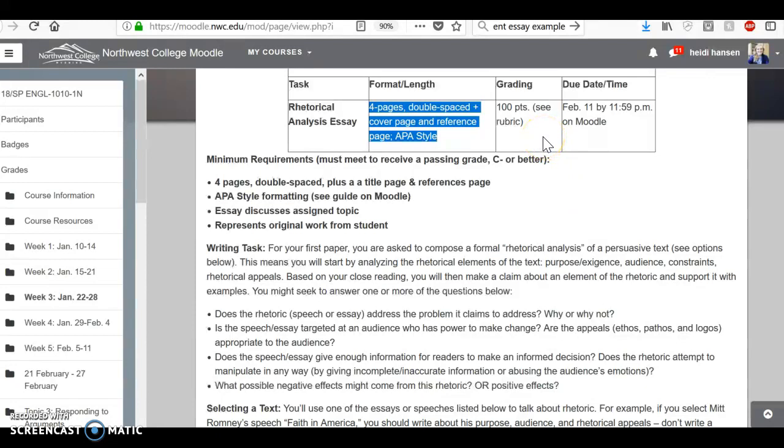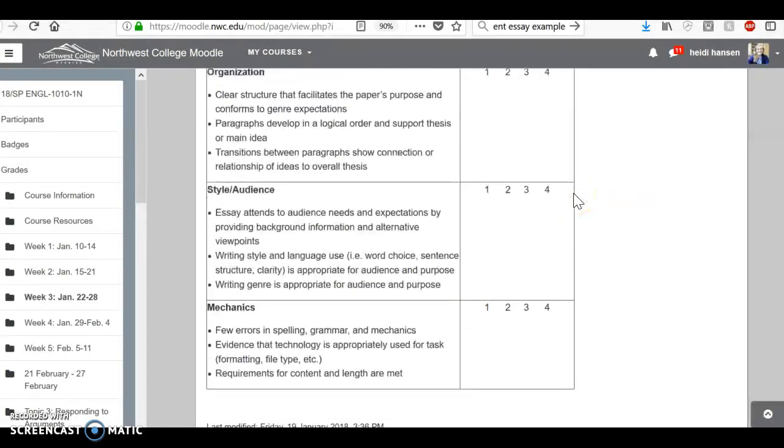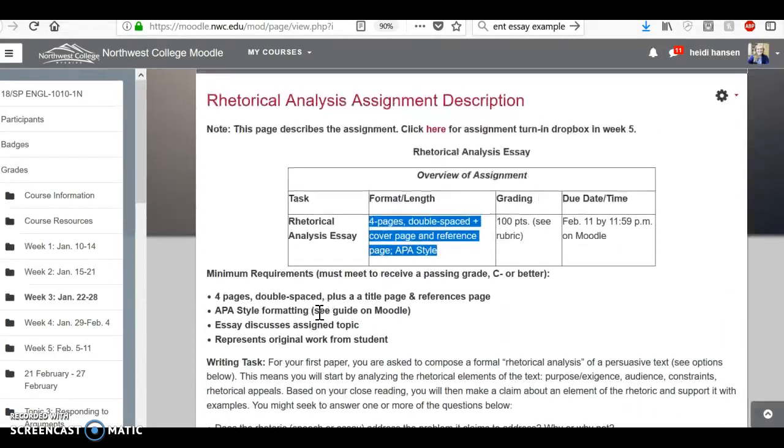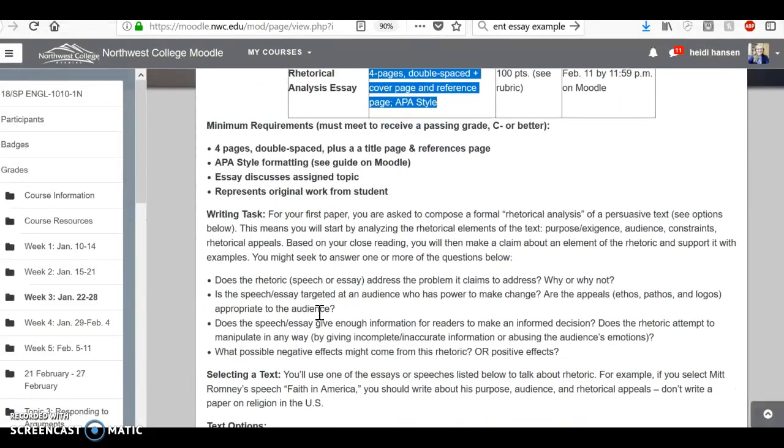You can see that the assignment will be graded out of 100 points possible. If you want to see how that will be assessed, you can scroll down and read the rubric for the assignment. Reading the rubric is a great way to self-assess where your paper is at and make changes and feel confident in the final product that you turn in.